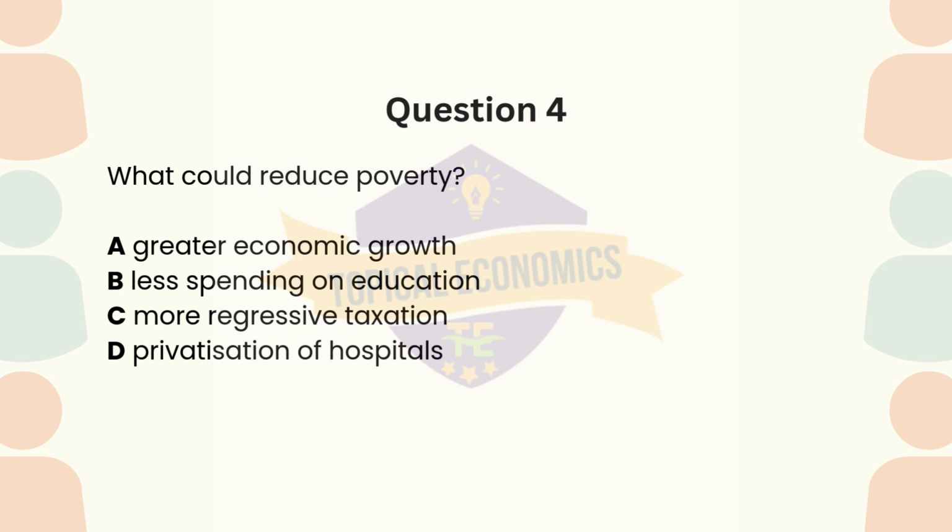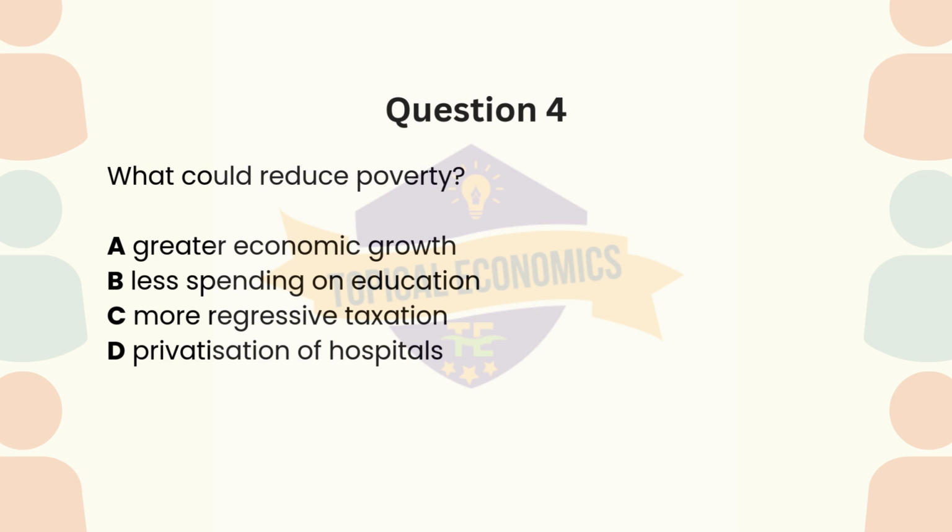Option B is less spending on education. Reducing spending on education can perpetuate cycles of poverty by limiting access to the quality of education, which is crucial for improving job prospects and economic mobility. This is incorrect. Option C, more regressive taxation. This would disproportionately affect low-income households as they would pay a higher percentage of their income in taxes, thereby exacerbating poverty rather than reducing it. So again, this is incorrect.